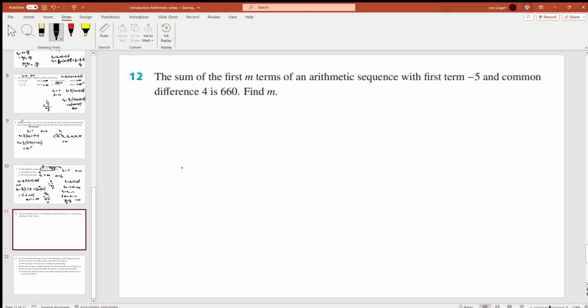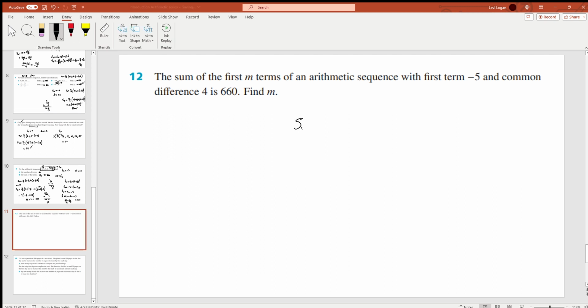Last 2 questions for the video, and then we'll move on to geometric sequences and series, pretty much. So the sum of the first m terms of an arithmetic sequence with the first term -5 and common difference 4 is 600. Find m. So it's actually very similar to the one that we had just there.